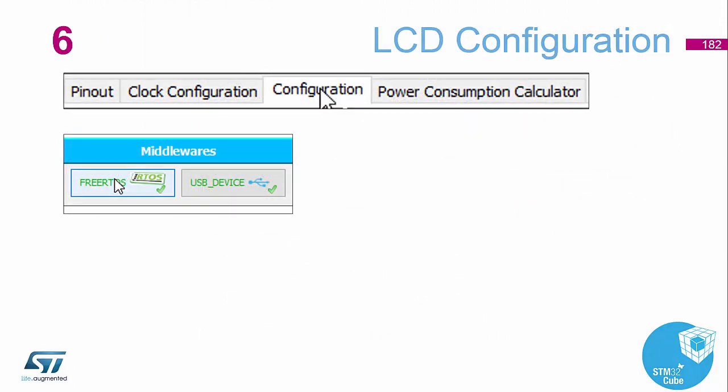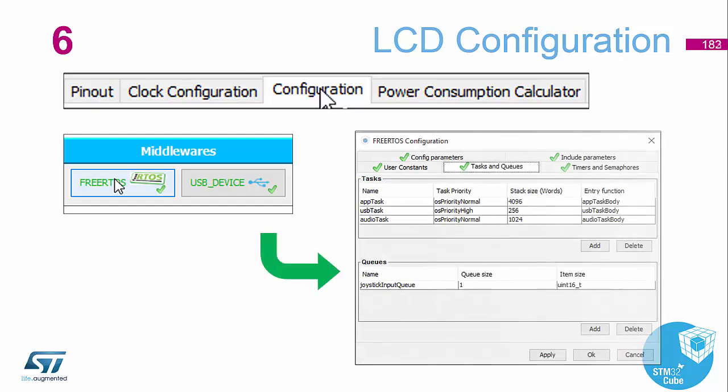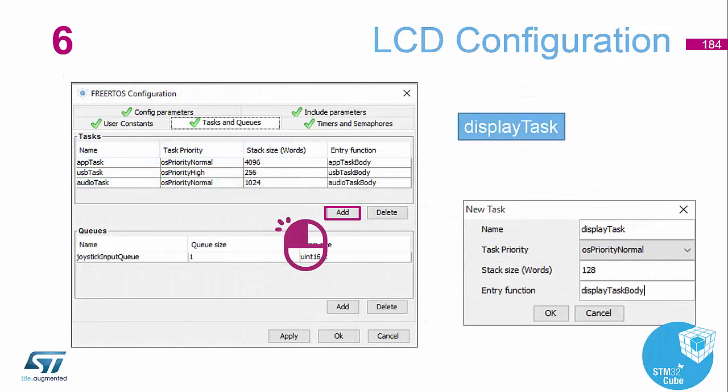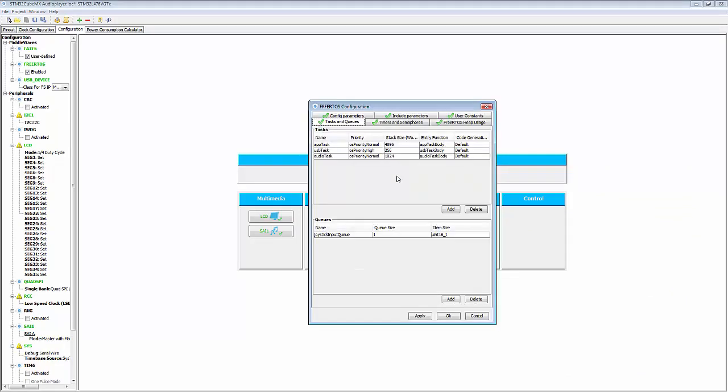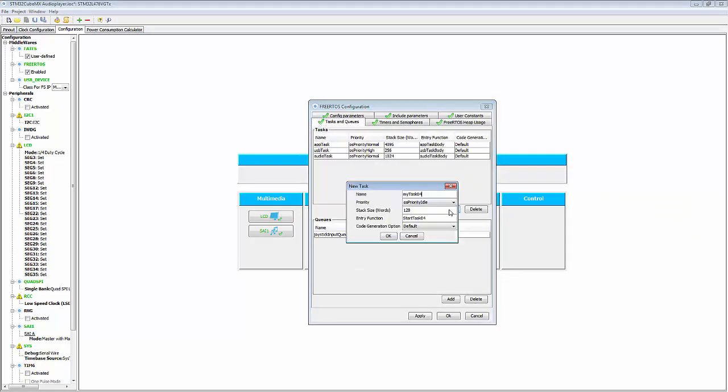Now we need to go and add this task to our RTOS again. So we need to generate a new task in our RTOS. This will be called the display task. It has a priority of normal, a stack size of 128, and its entry function is display task body. So we go into our FreeRTOS, we add a new task. So it's display task. Priority is normal. Stack size is 128. And our entry point is display task body.